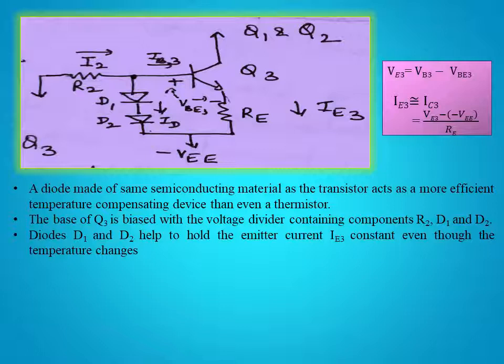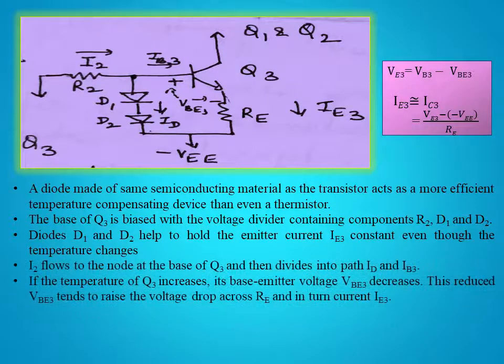So what is the purpose of applying D1 and D2? They make the emitter current constant even when temperature changes. How are they able to do it? We'll see. First of all, from the diagram it is seen that I2 flows to the node at the base of Q3 and divides into two parts, ID and IB3, as shown in the figure.